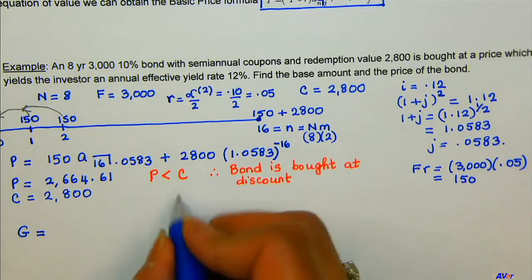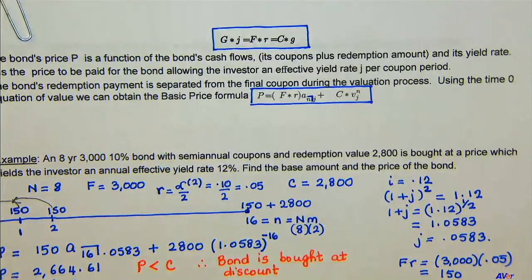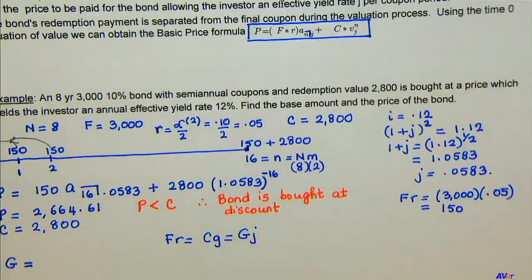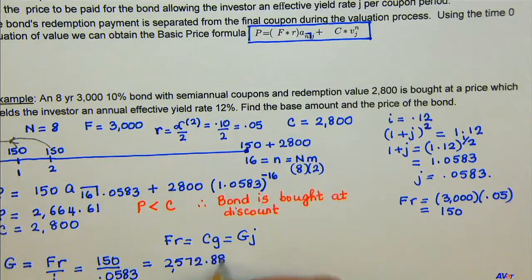How should I do? What's that equation that we have to memorize? It's right up here. So FR equals CG equals GJ. I'm looking for capital G. So capital G is the amount you would need now in order to receive coupon payments forever. So FR divided by J. That's not so hard, right? FR is 150 divided by J, 0.0583. When I do this, what did I get? 2572.88.